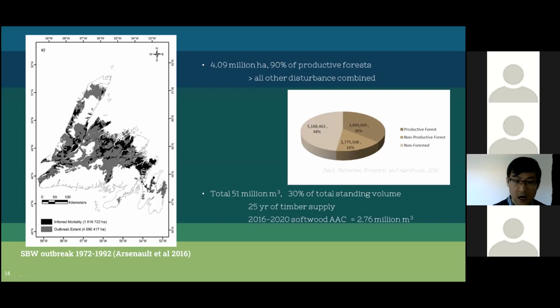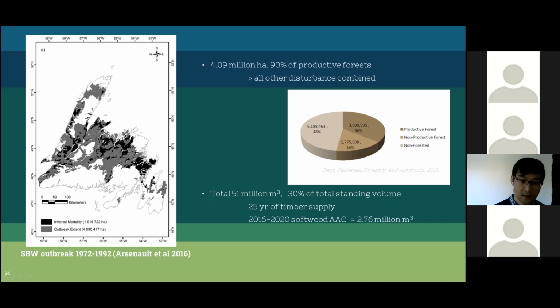And nowadays the productive forest area is actually smaller than 4 million hectares, it's only like 3.8 million hectares. That's what we have right now, just 3 million hectares of productive forests. And if we look at the wood production volume, in the last outbreak a total of 51 million cubic meters was lost to budworm. That's 30% of the total standing volume. Basically, whatever softwood you have in the woods, 30% of the volume is lost to budworm. And at that time, that was 25 years of timber supply. We lost 25 years of timber supply to budworm.